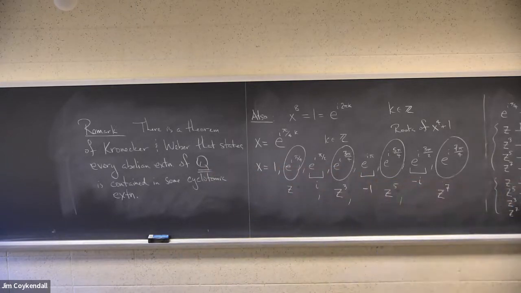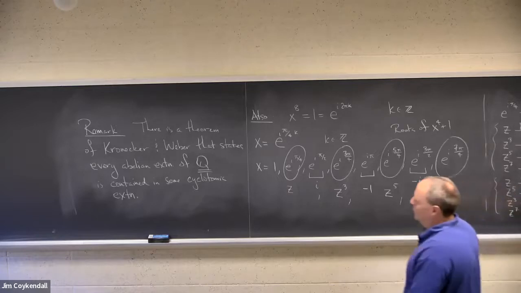So if you've got any extension that is Galois with abelian Galois group, you can find that inside a large enough root of unity extension. This theorem is not true if the base field is not Q. Even for a finite extension of Q, it would not be true, which has a little weirdness to it.